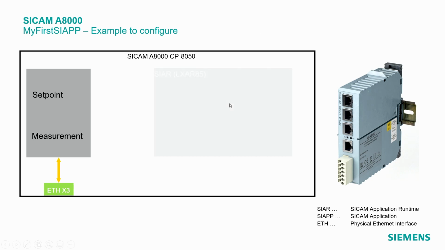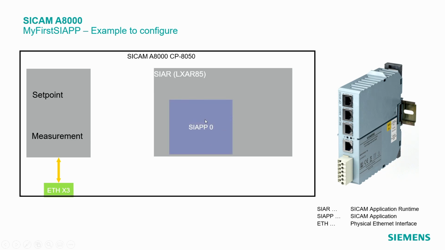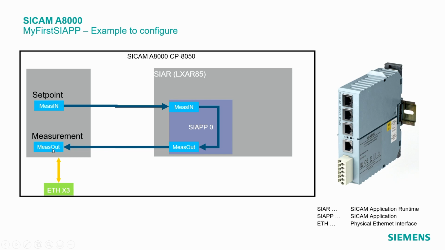We will create a SIAPP application runtime, and there we will configure one slot for our SIAPP, and through the API interface we will write the value that we set in the set point to the SIAPP. This value will be written to a variable mass out, and through the API will be written back in the measurement. So at the end, we will see that this is written in the RTU.